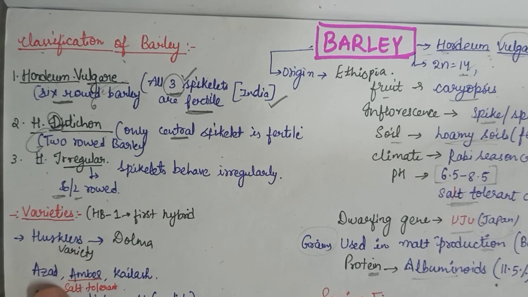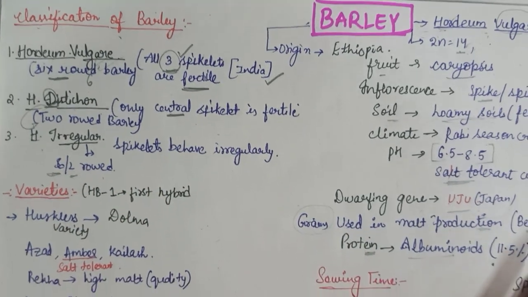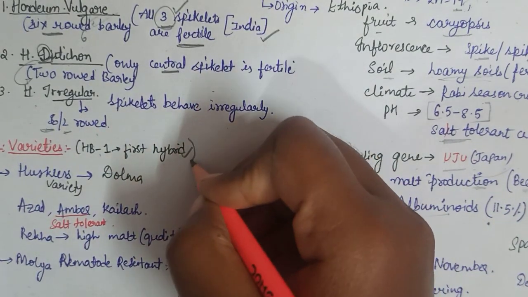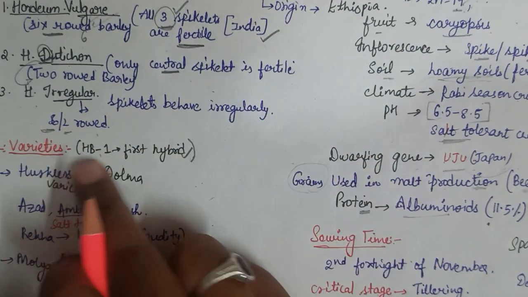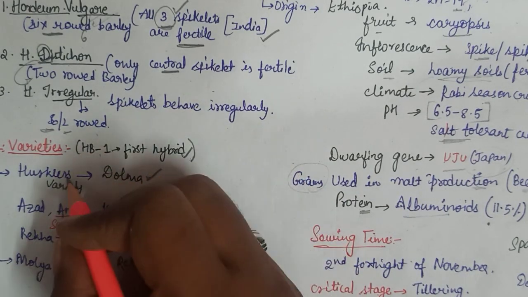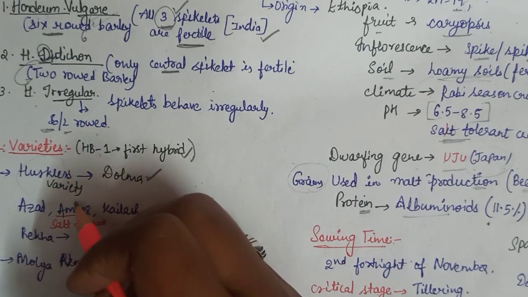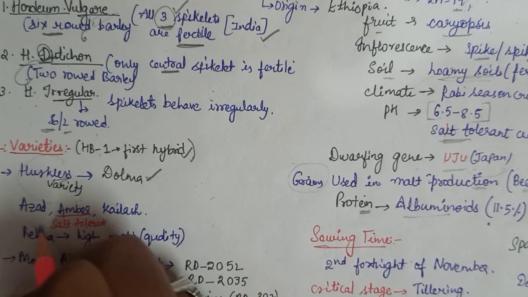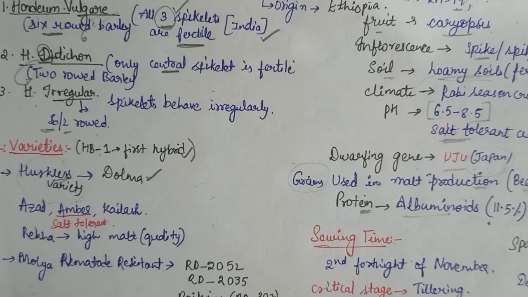So let's talk about varieties. Among the varieties, HB1 is the first hybrid in barley. What is the first hybrid in barley? HB1. Next, Dolma. It is a very important variety which is a huskless variety. Next, Amber is salt tolerant, Azad, Kailash. These are some of the varieties.